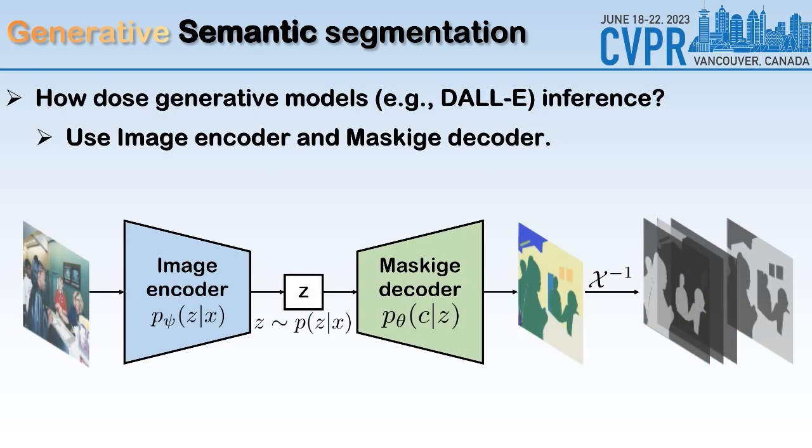During the inference, we input the image into the image encoder and obtain the latent variable Z. Next, we use the maskage decoder to decode the latent variable Z to generate the corresponding maskage. Finally, we utilize a map from the maskage to the category mask to obtain the final segmentation result.